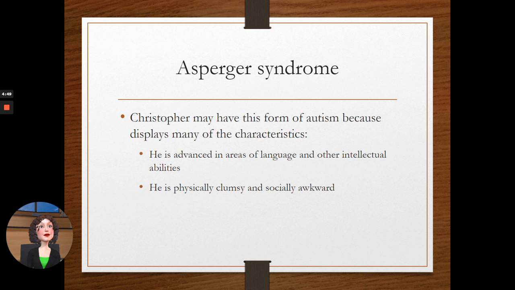Okay, so the syndrome formerly known as Asperger syndrome, we now refer to this as being on the spectrum of autism. Christopher displays what used to be called Asperger syndrome, or the spectrum of autism. Christopher displays advanced areas in language and other intellectual abilities, but he's physically clumsy and socially awkward. So very highly functioning, but does have some difficulties.